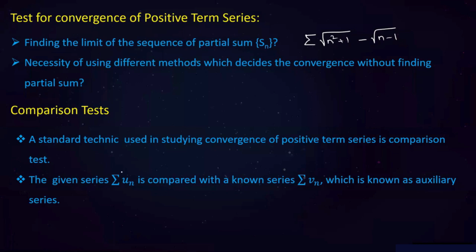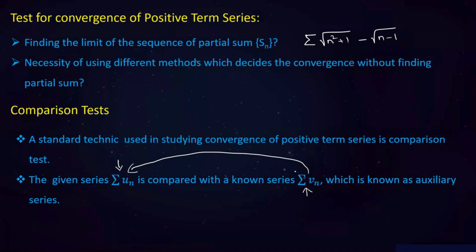Let us say you are given one series, summation un. To identify whether this series is convergent or not, we'll select one series which is already known to you. Known in the sense that we know the convergence of this series already, right? You are considering one series, summation vn, whose convergence is already known to you. By considering such a series, we'll compare it with the given series, right? Then by comparing these two, we'll give a conclusion about the series summation un, right?